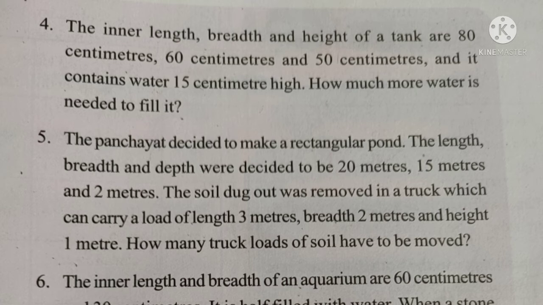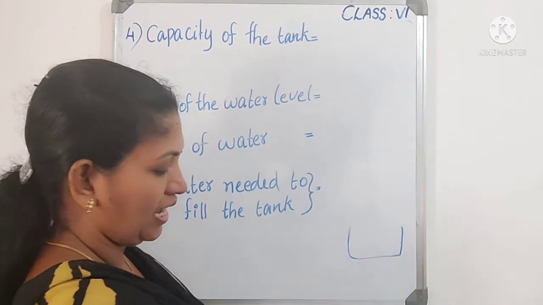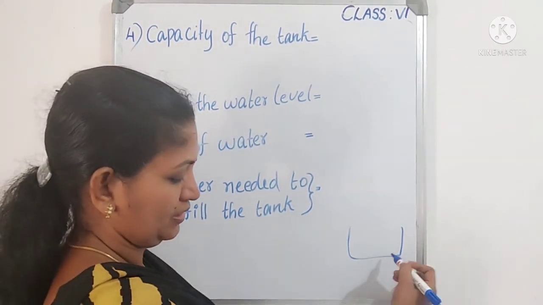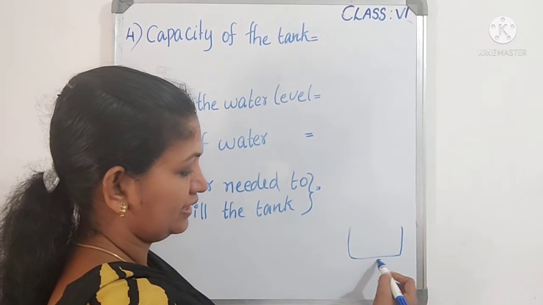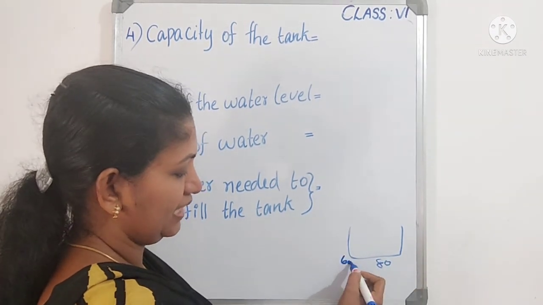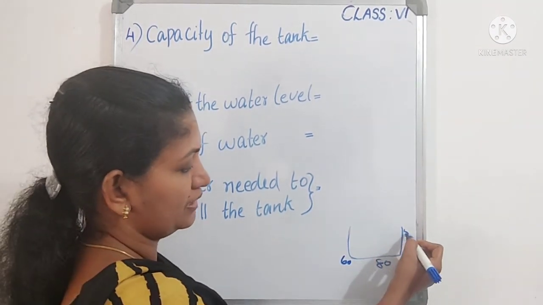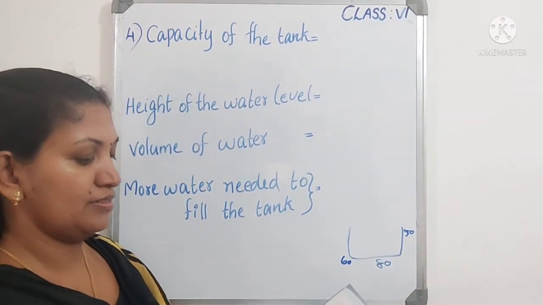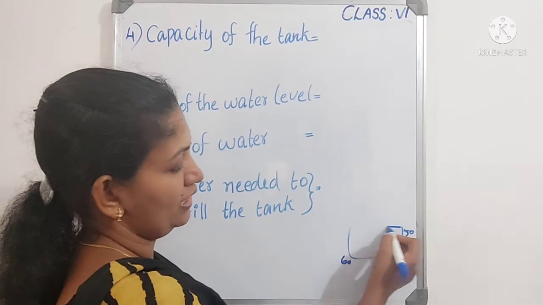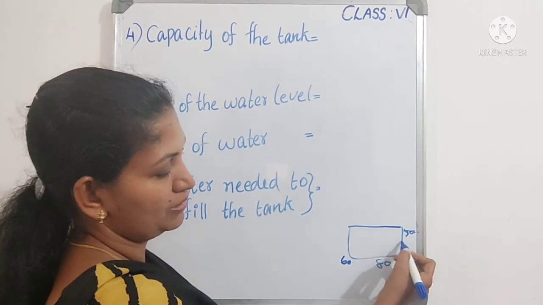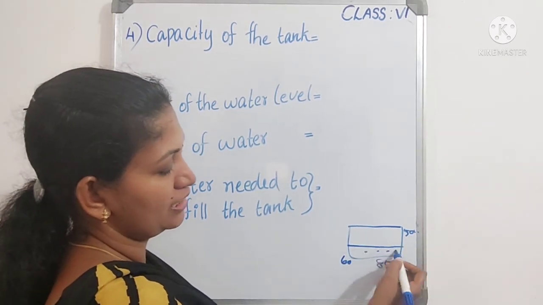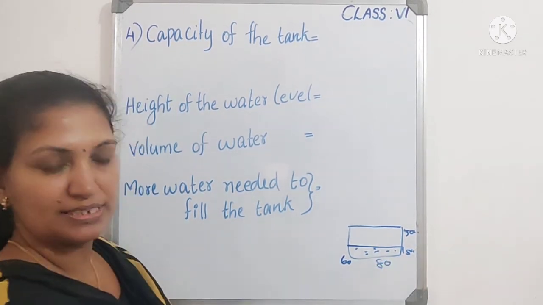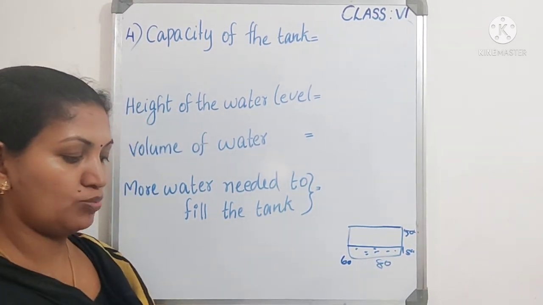That is a water tank. The length, breadth and height of the water tank is given. The length is 80, breadth is 60 and the height is 50. The total height of this water tank is 50 centimeter, but now the water level height is only 15 centimeter. Then we have to find how much more water is needed to fill it.